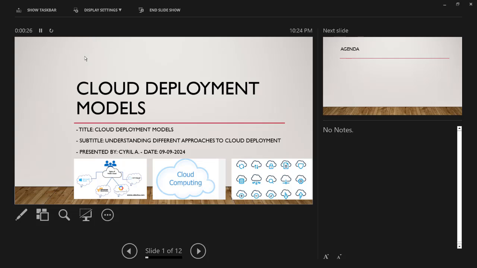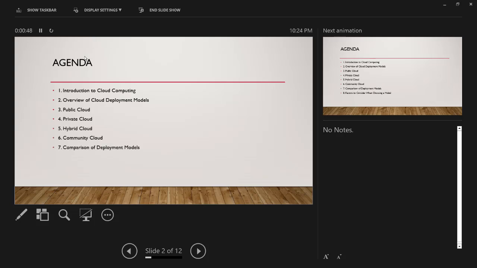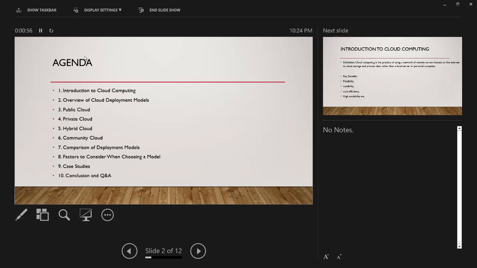So today's topic is going to be on deployment models, and we are going to learn about the different approaches to cloud deployment. So what are the agendas for today? These are the topics: introduction to cloud computing, overview of deployment models. We are going to learn the four major types, which are the public, private, hybrid, and community cloud. Then we talk about comparison of the models, the factors to be considered, and the case studies for each of the models. Then we're going to have an open floor for a Q&A session afterwards.